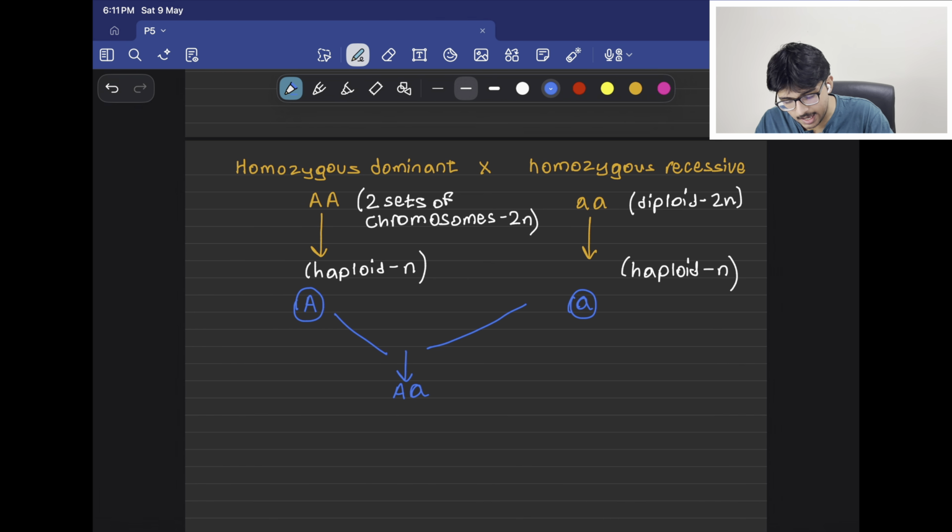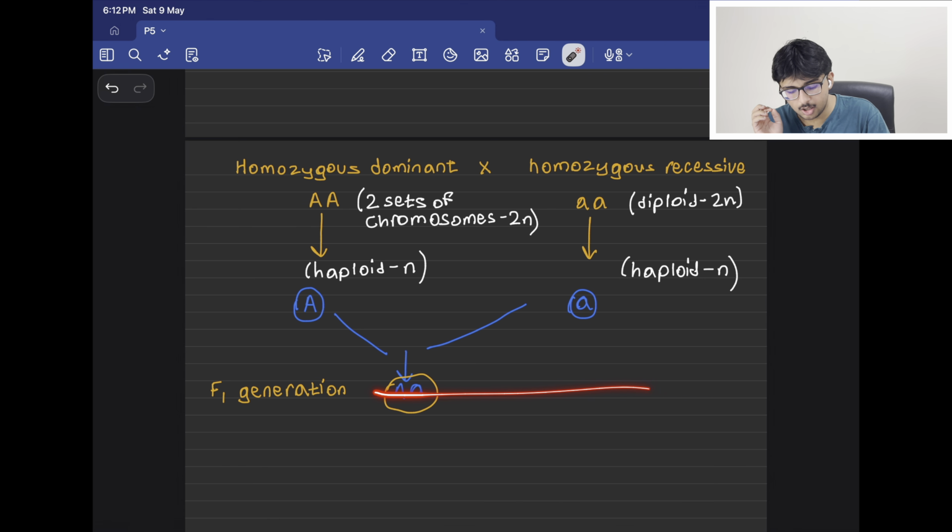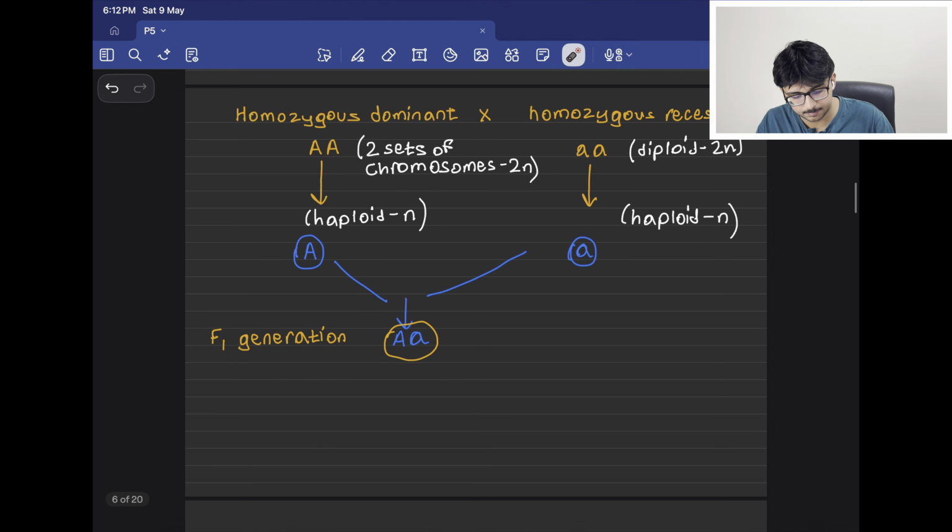Can we call this the F1 generation? Of course we can, because F1 stands for first filial generation. It is the generation of offspring formed after the first mating process. So this diagram is telling us that if you have 20 offspring produced in this F1 generation, each offspring is going to have the same genotype, capital A, small a.